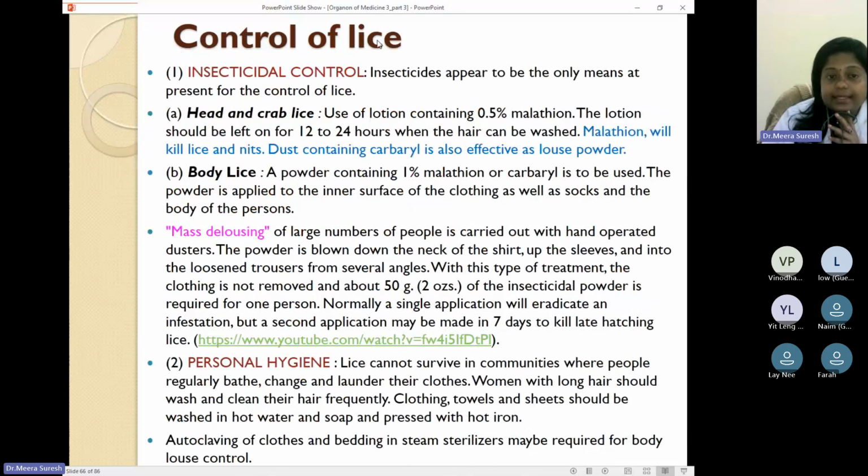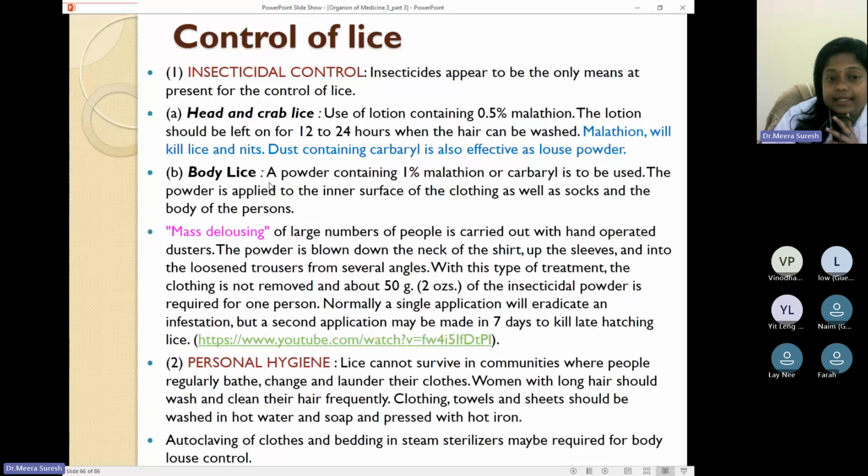Now, control of lice. Insecticidal control is actually the best means, or the only means at present, for the control of lice. For head and crab lice, we can use a lotion containing 0.5% malathion. The lotion should be left for 12 to 24 hours, when the hair can be washed. Malathion will kill lice and also the egg stage, the nits. Dust containing carbaryl is also effective as louse powder.